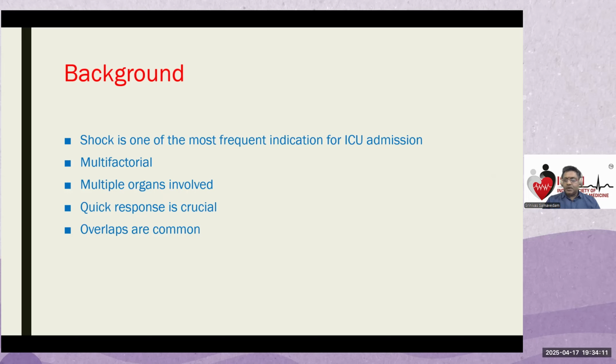A patient with septic shock can develop a cardiogenic shock. A patient with cardiogenic shock can develop an obstructive shock. So, overlaps are common. And as practitioners of critical care medicine, you need to be aware that the initial diagnosis is not always the only reason for somebody developing shock in the intensive care unit. At that particular point of time, what is the hemodynamic profile of the individual determines what the etiology of shock is.